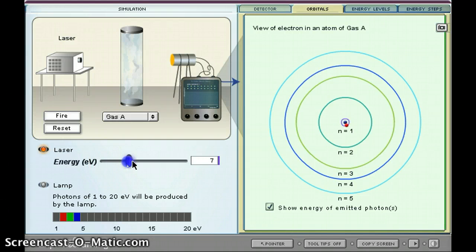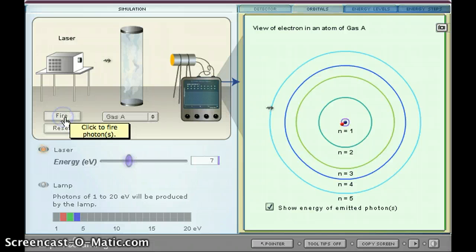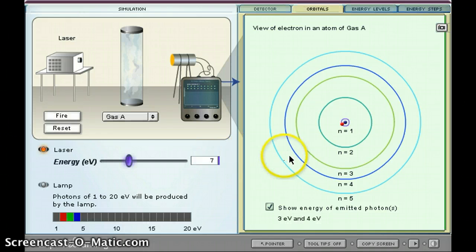Let's turn this up to 7. This time the electron jumps farther away and then falls back. Let's do that one more time. So it jumps farther away and gave off 2 different photons of light, first green and then blue. So look down here how it shows the energy of the photons that are emitted, and I want you to notice how that relates to the energy of the laser.